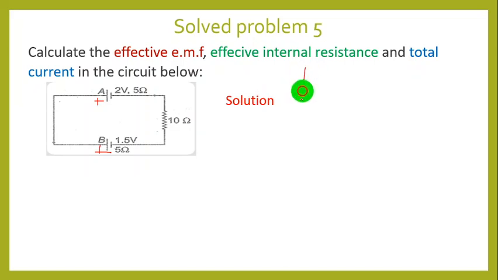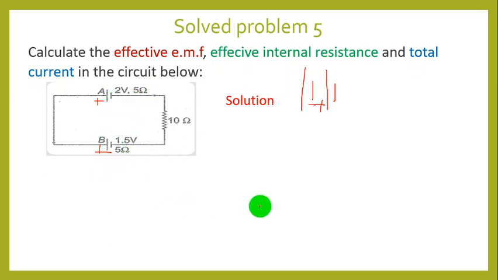Because this is how the normal series arrangement of cells looks. The negative pole, which is the shorter line, of this one is connected to the what? To the positive. That's what we consider to be the series arrangement. But for this one, positive is connected to positive, negative is connected to negative.